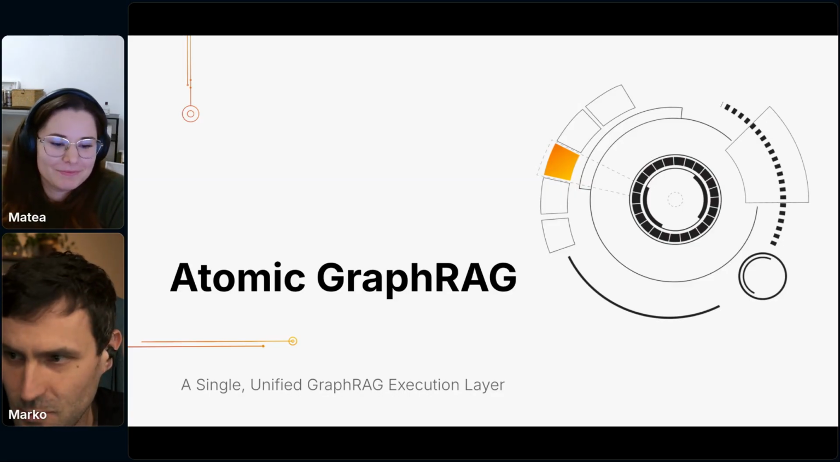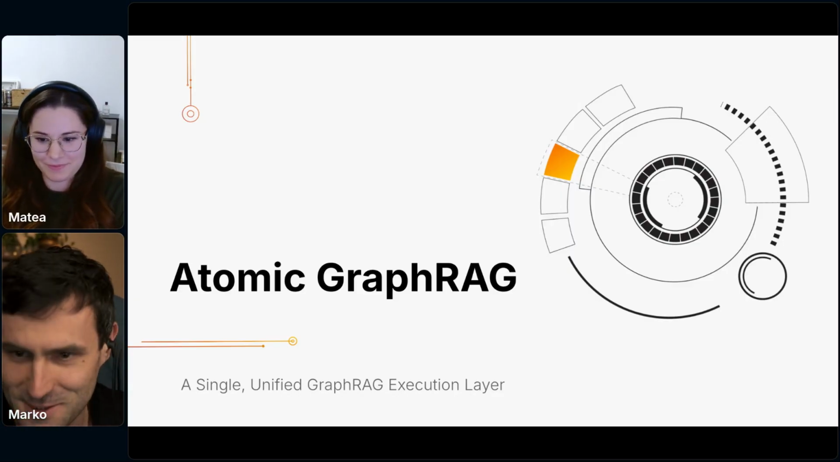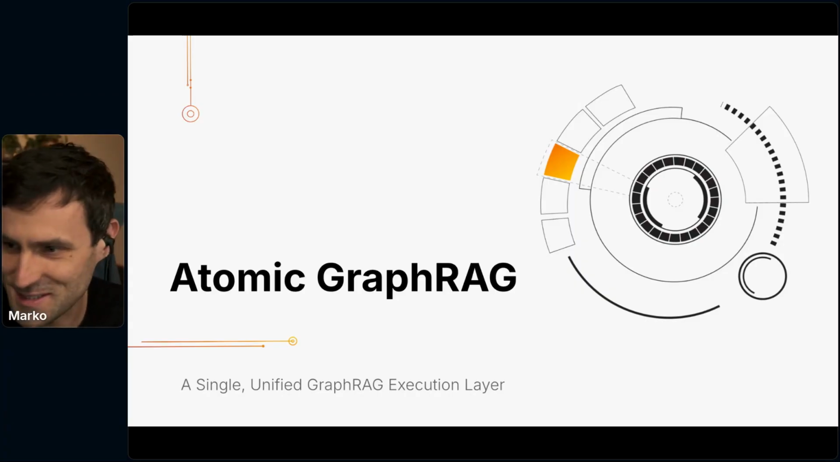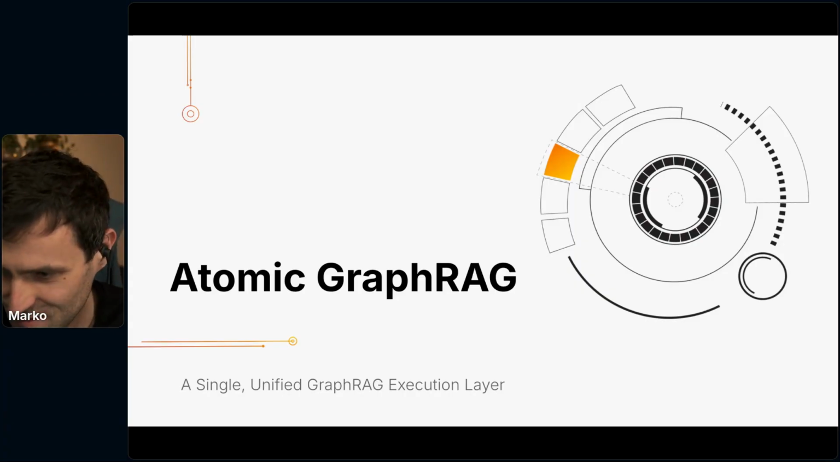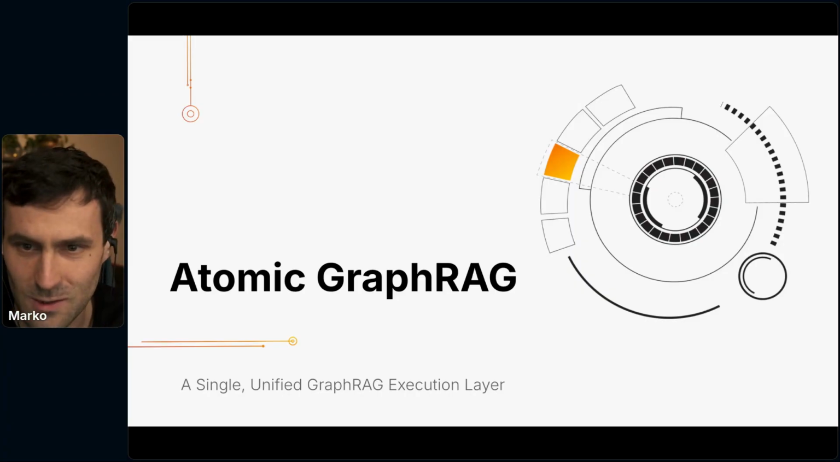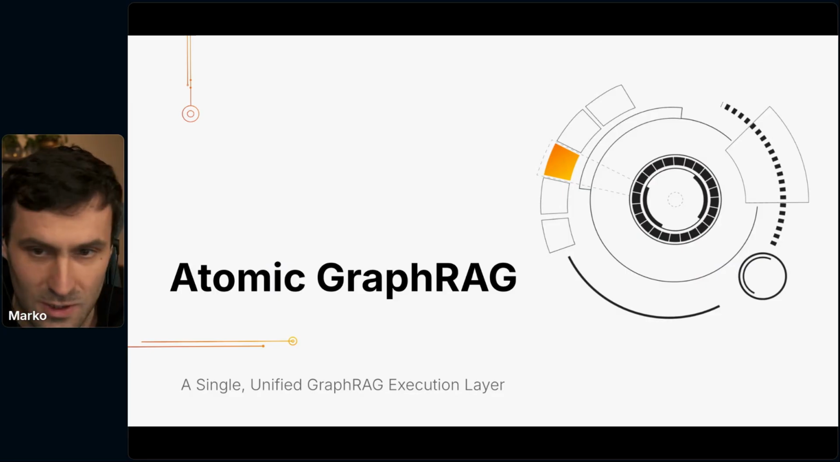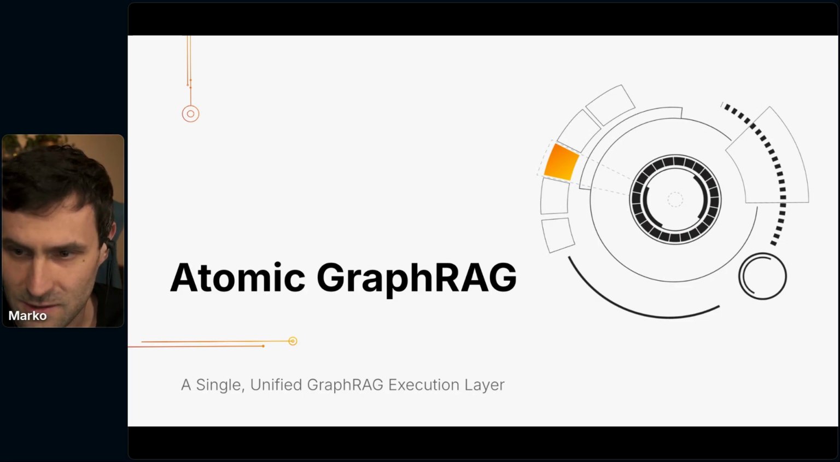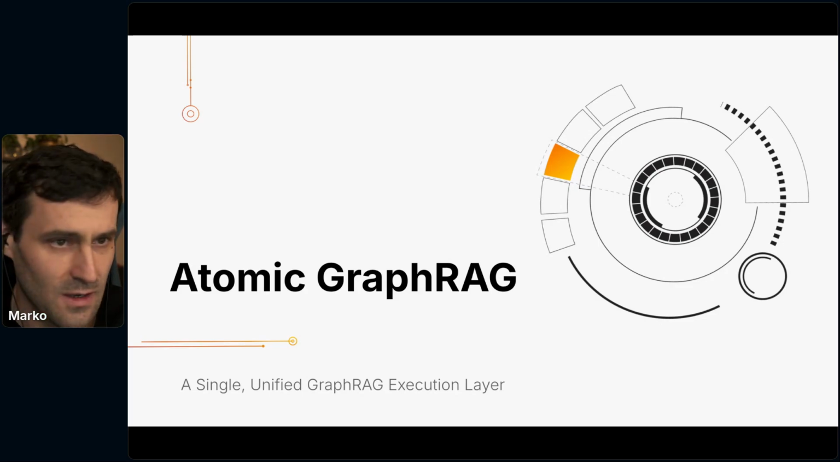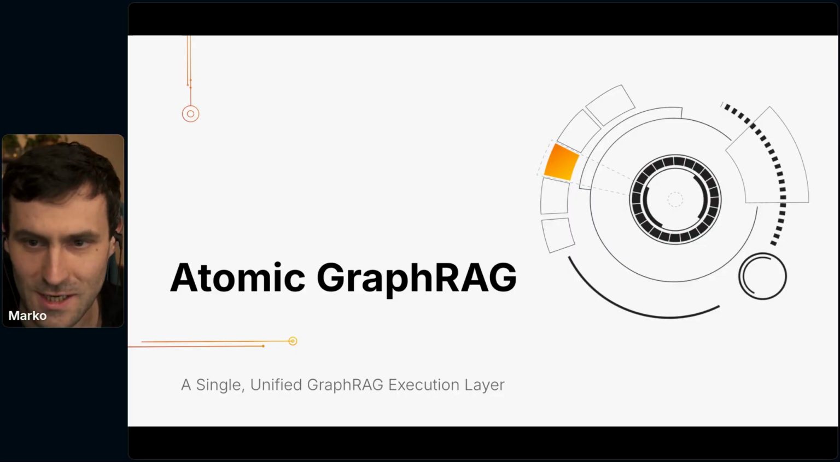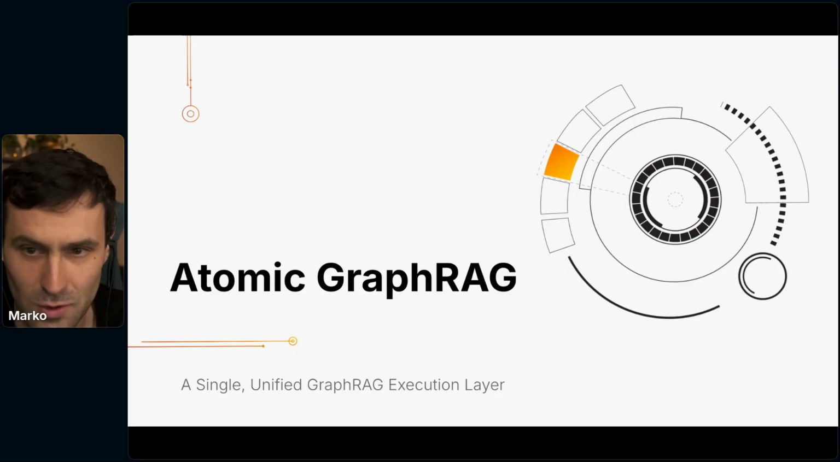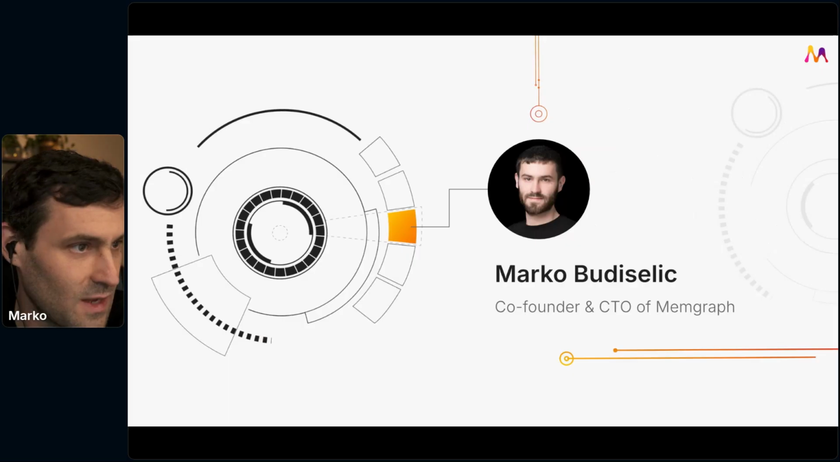Thank you, Matea. Hello, everyone. Welcome to the community call. Chat is already on fire, so that's good. Please ask questions as I go through, and we'll try to answer. The topic of today's call is Atomic GraphRAG, a single unified GraphRAG execution layer. We'll try to present the whole idea and how it plays in the broader AI ecosystem.